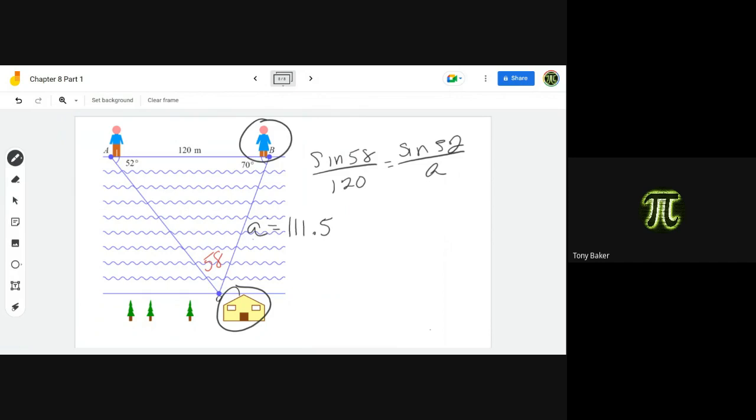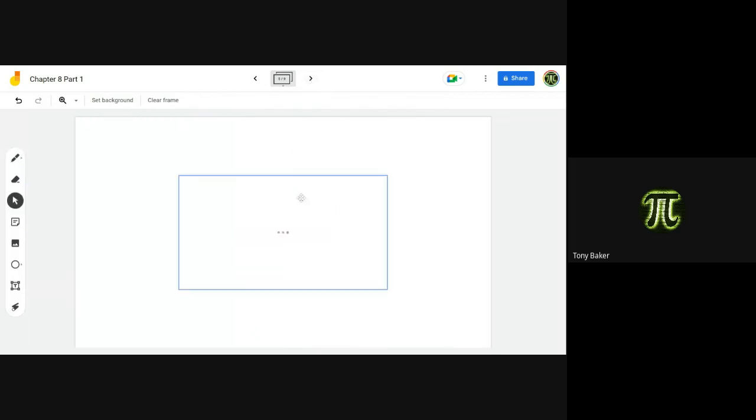So they could ask it, find A or find B and C. They could technically ask any of it. They could ask you the angle, they could ask you the sides, depending on what they're looking at. But they typically will only ask for one piece of information. That's one of the nice things about these word problems.